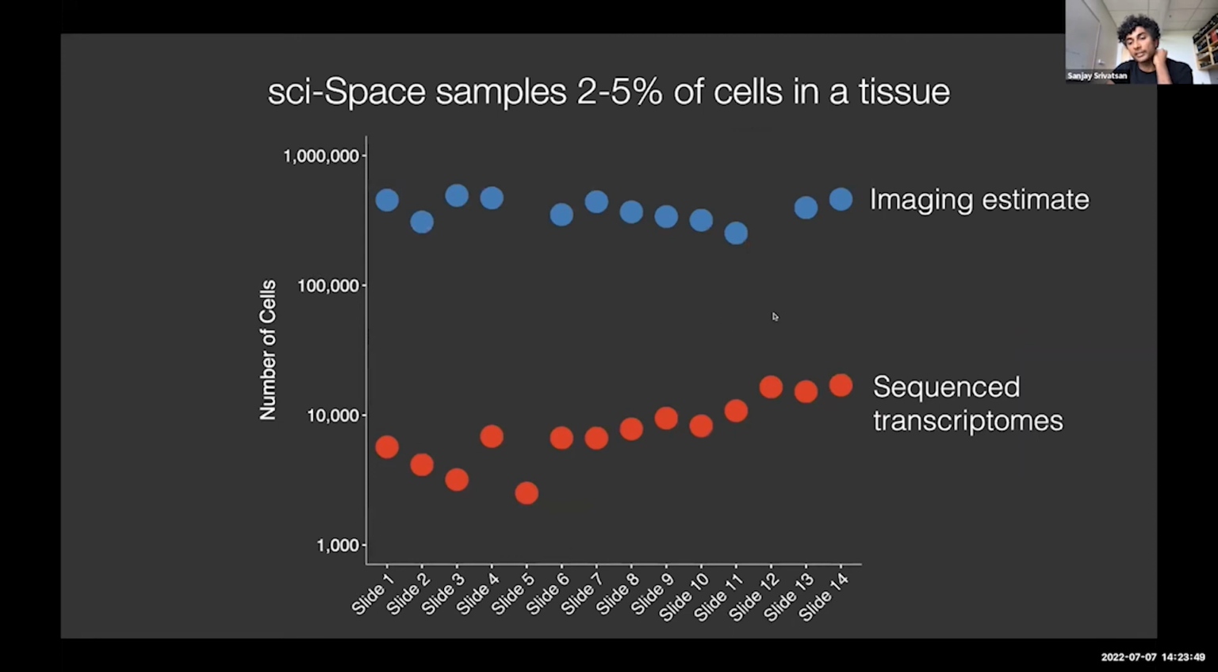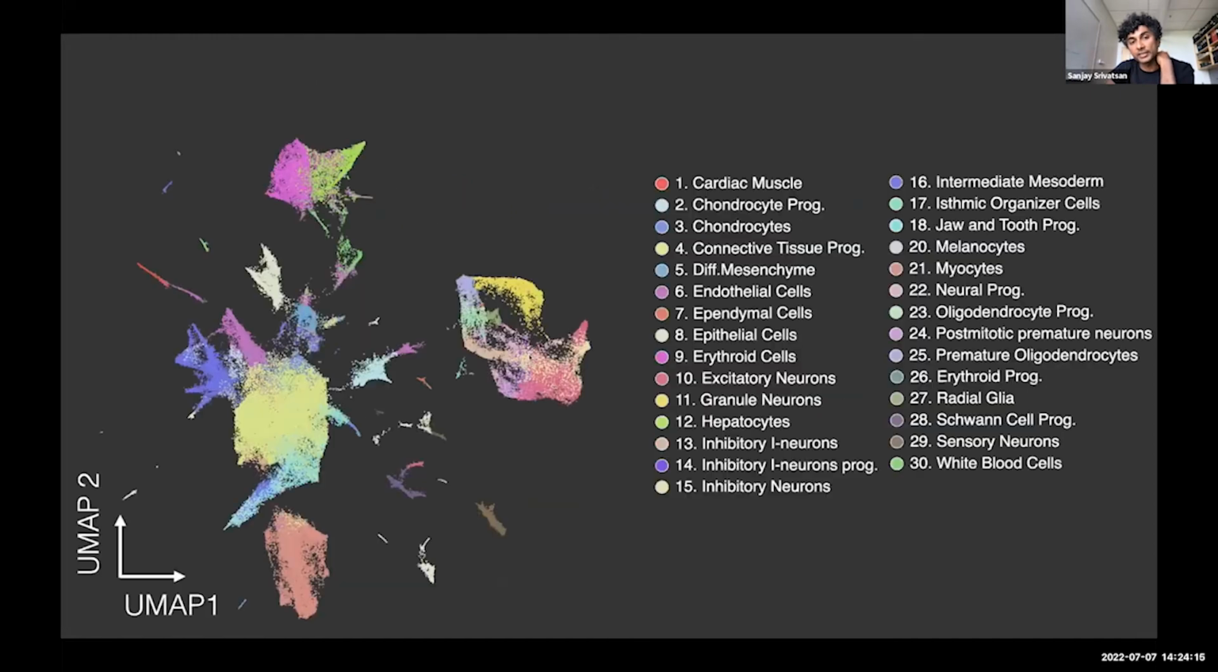One thing that's notable, and you could see on the last slide, is that we're only collecting about 2 to 5% of the cells in a tissue. So there's a lot of room for improvement here. When we compare how many cells we think there are via imaging versus the number of sequenced transcriptomes, we're only capturing a fraction of what's there. But even with that fraction, we can do some pretty amazing things.